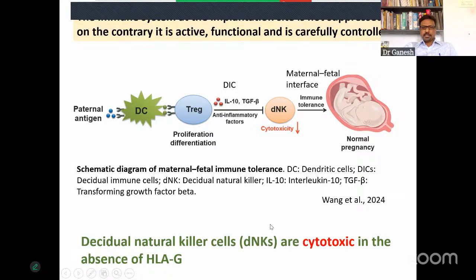So the HLA-G signal is very important, which is coming from the paternal source, that will signal the T regulatory cells, and then these decidual natural killer cells. Then the cytotoxic nature comes down. Suppose if this HLA-G is not present, then these decidual natural killer cells will behave similar to that of the natural killer cells in other parts of the body, and they are highly toxic, and they can even attack the baby in case of the pregnancy.